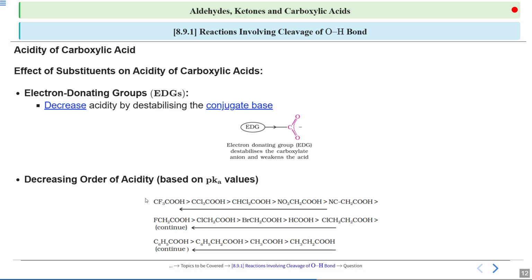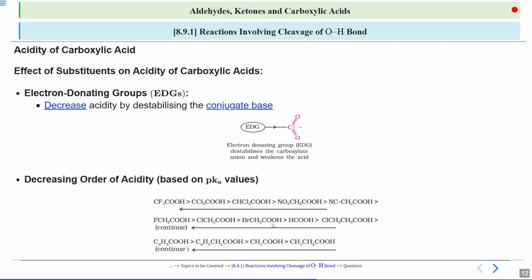If you see over here, CF3COOH is strongest, because CF3 is a very powerful electron withdrawing group. And other halogen substituted acids like CCl3COOH or CHCl2COOH are stronger as compared to formic acid. Whereas the nitro and cyano groups also withdraw strongly, hence these are also strong acids.